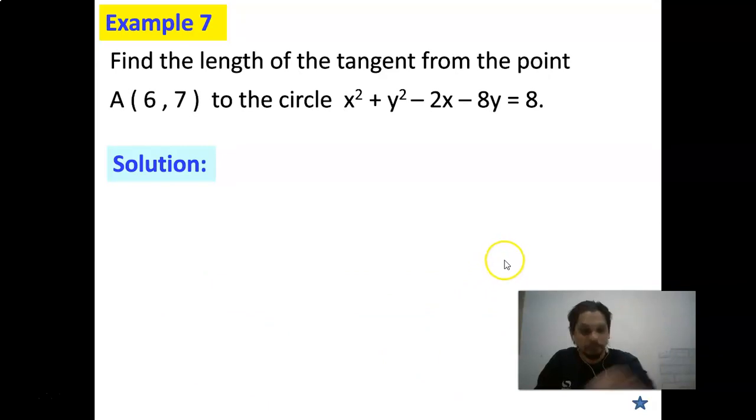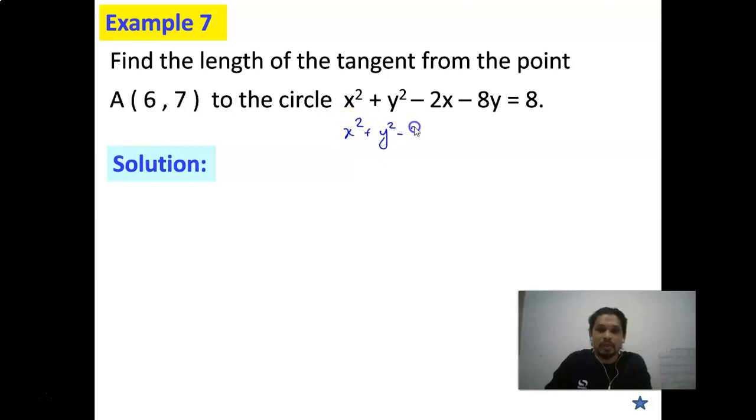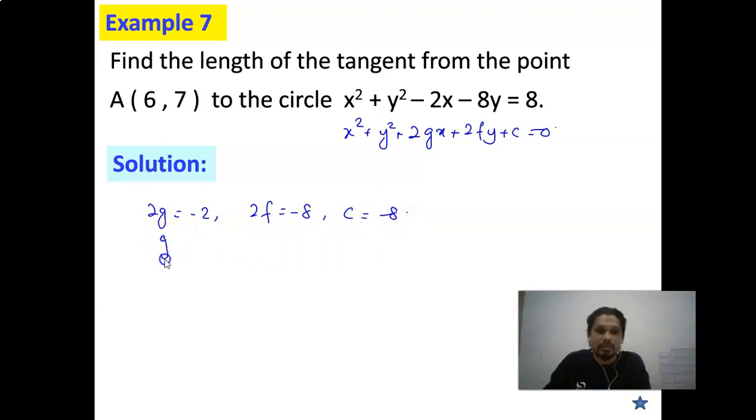Okay, so now we compare this with x squared plus y squared minus 2gx minus 2fy plus c equal to 0. So then 2g equal to negative 2 and 2f equal to negative 8, c equal to negative 8. So then g equal to negative 1, f equal to negative 4, and c equal to negative 8.